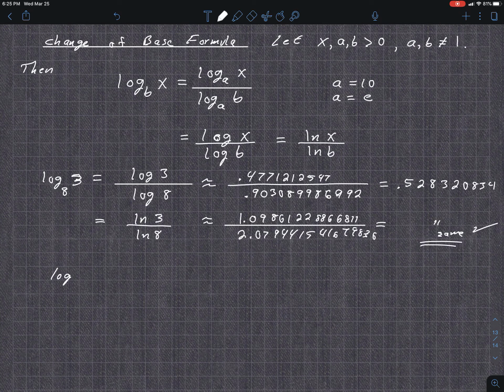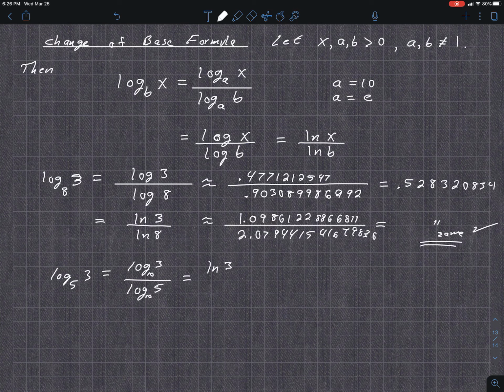Let's try this one. So what if you had log base 5 of 3? All right, so we want to be able to evaluate that. Our base 5 isn't on our calculator, and we want to get an approximation for that. So you want to change it to whatever base you want. As above, you can change it to base 10. So you just say log base 10 of 3 over log base 10 of 5.